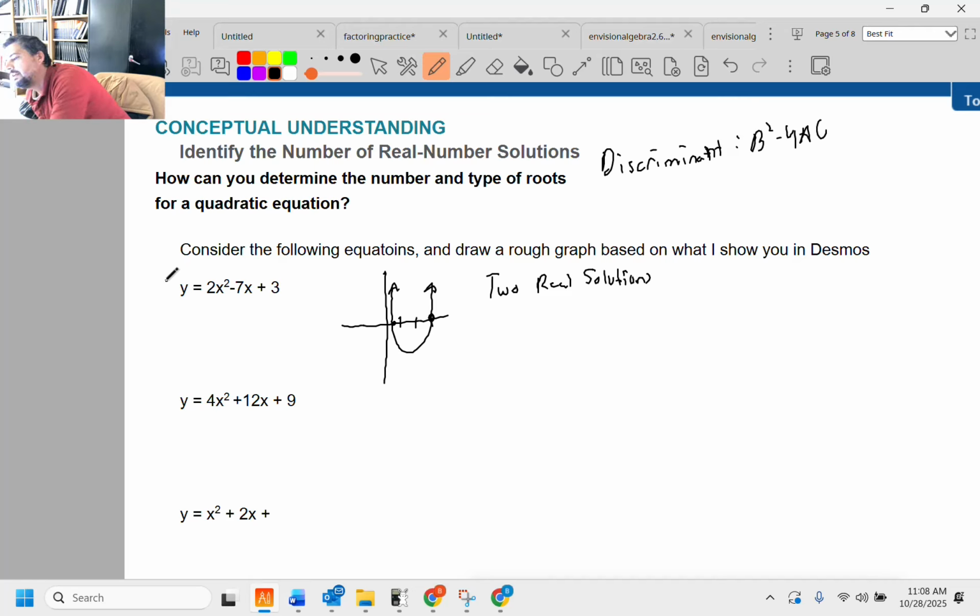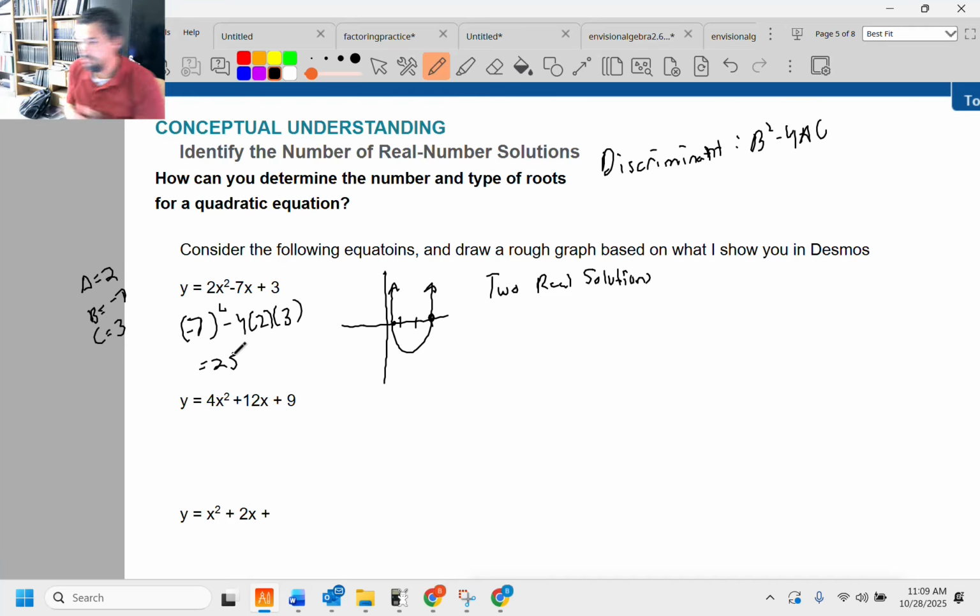So let's plug into here. A is 2, B is -7. This isn't rocket science. C is 3. Doesn't take that long to pick them out. So the discriminant would be -7 squared, minus 4 times 2 times 3. That's going to be 49 minus, what, 24? Is that right? 4 times 2 is 8, times 3 is 24. 49 minus 24 is 25, which is a positive number.